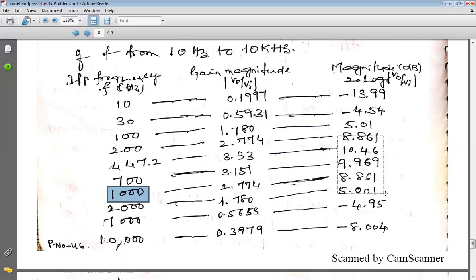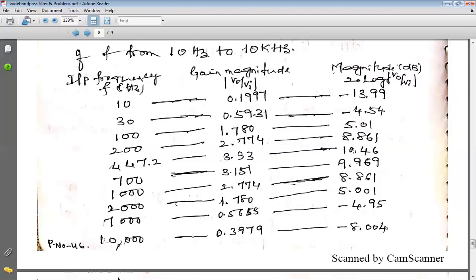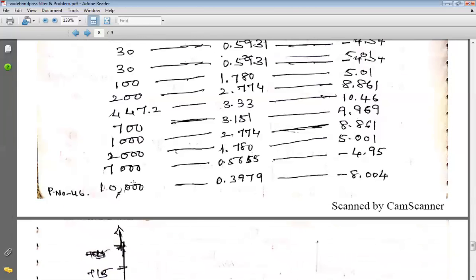Whatever values I have given will be passing, that is the corresponding values of the gain magnitude in terms of decibels. The difference is that it rises by 3 decibels here, and also decreases by 3 decibels. Between 200 hertz and 1000 hertz, the whole band of frequencies is passed from the input side to the output side without any attenuation.